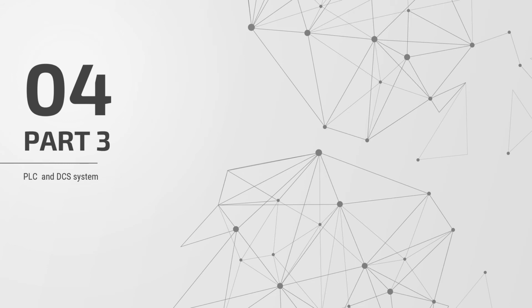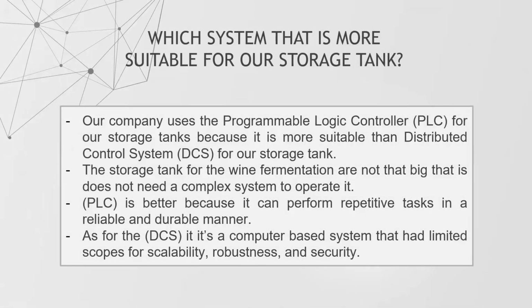So today I am going to tell which system is more suitable for our storage tank, either PLC or DCS. After a lot of discussion, we have concluded that PLC is more suitable than DCS for our storage tank. So here is the reasoning for the PLC system. The first one is that the storage tank for the wine fermentation is not that big, so it does not need a complex system to operate it.